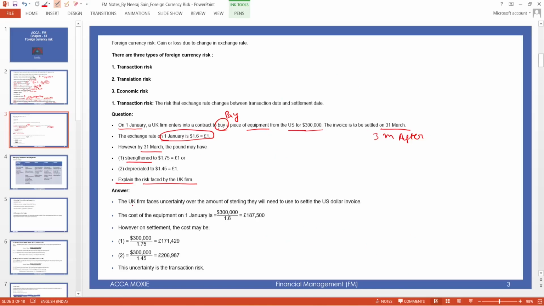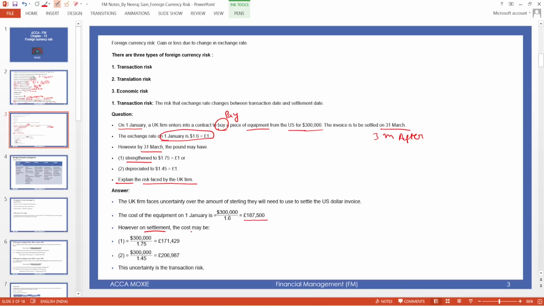So let's calculate. For the UK firm, we must work out the amount of sterling they will need to settle the US dollar amount. So we have to convert this. If we pay 300,000, then how much does the UK firm have to pay? It has to pay 187,500.